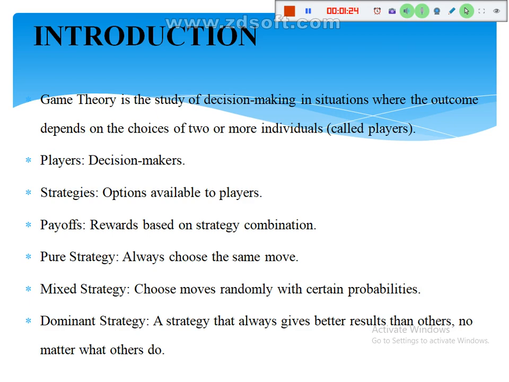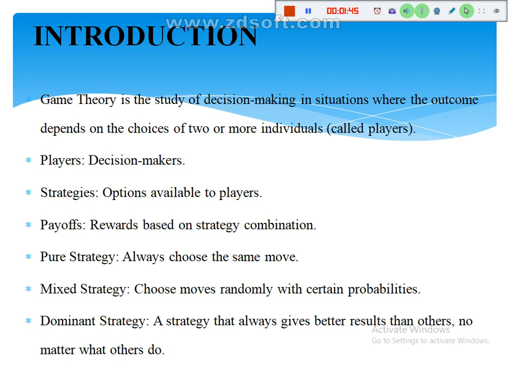First one is pure strategy. Pure strategy is the player always chooses one fixed action. So there is no guessing or mixing strategy. Consider an example of rock, paper, scissors. If a player always chooses rock, then we can say that rock is a pure strategy. This is an example of pure strategy.